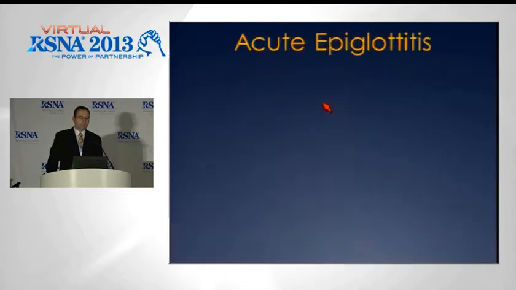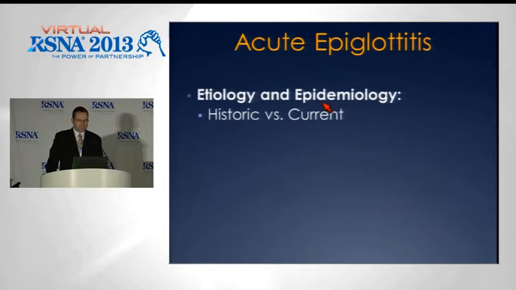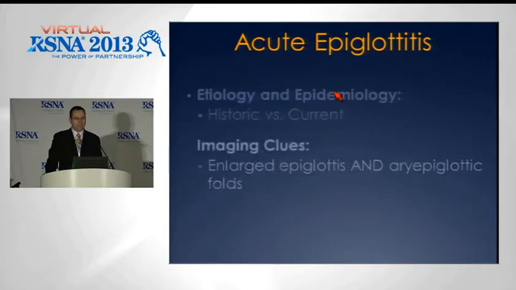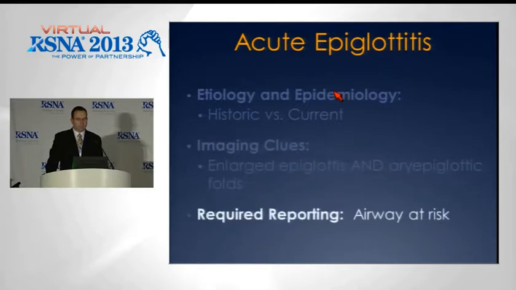Which brings us to defining acute epiglottitis. So the etiology and epidemiology have changed over time. In the pre-vaccine era, we would have 3-year-olds who were infected by Haemophilus influenzae type B. We now vaccinate, so the average age is around 14 years, and bacteria such as staph, strep, and pertussis are the causes of epiglottitis. The imaging clues to hammer it home, we look for an enlarged epiglottis as well as enlarged aryepiglottic folds. And this is an airway at risk, and the next thing you do after you see that radiograph should be grabbing the phone to call someone who can manage that airway.